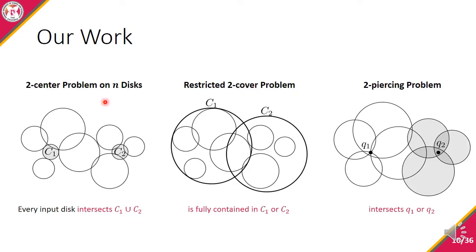To sum up, we study these three problems. In the two-center problem, every input disk intersects the union of C1 and C2. In the restricted two-cover problem, every input disk is fully contained in C1 or C2. And in the two-piercing problem, every input disk intersects Q1 or Q2.